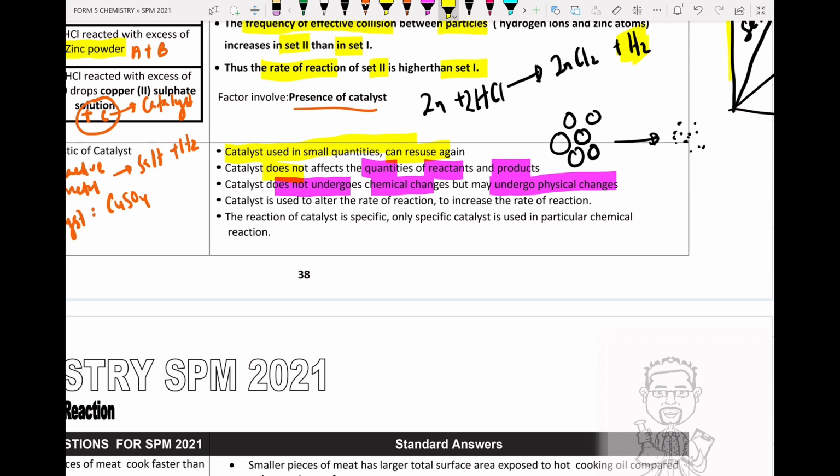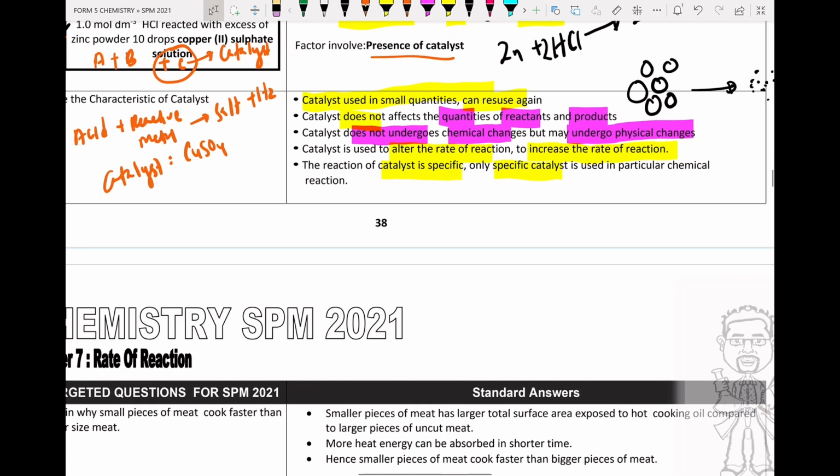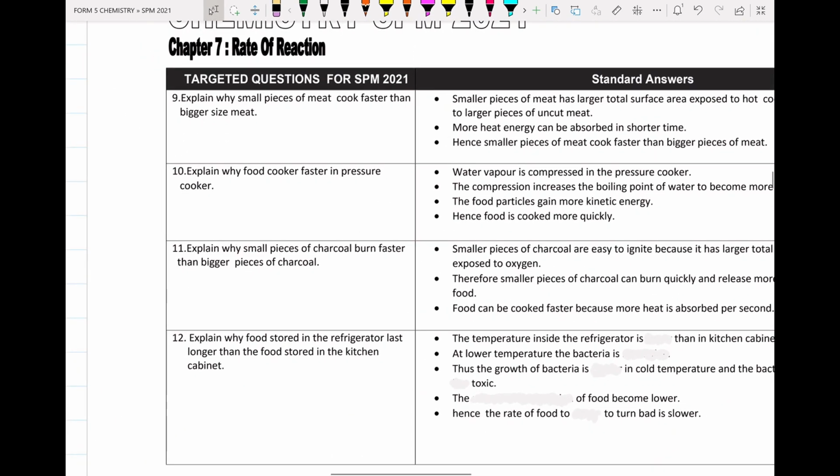Okay, catalyst is used to alter the rate of reaction, speed up or slow down the rate of reaction, or to increase the rate of reaction. The action of catalyst is specific. Only a specific catalyst is used in a particular chemical reaction. All these must remember. All right, we go for question number 9.